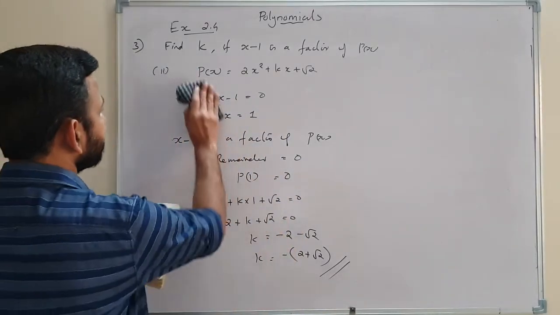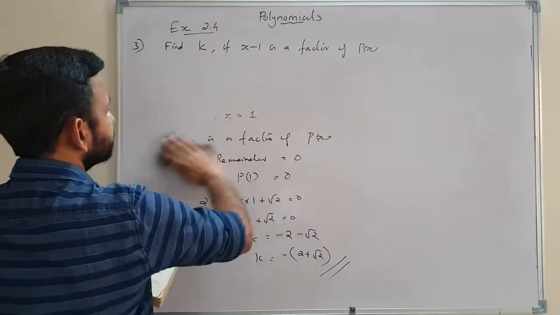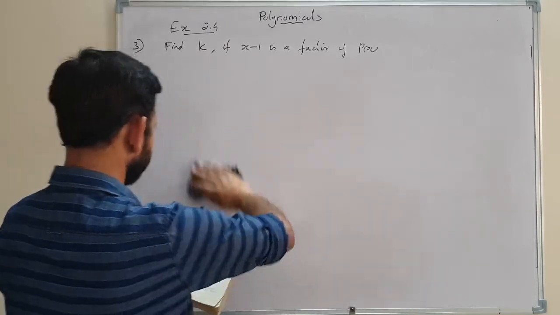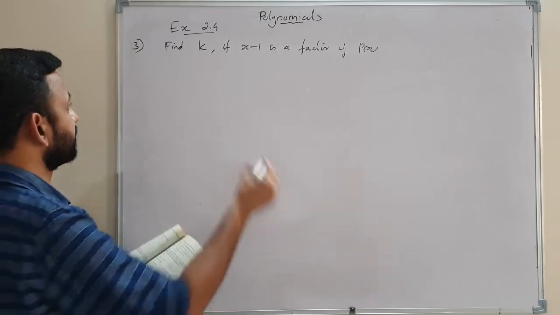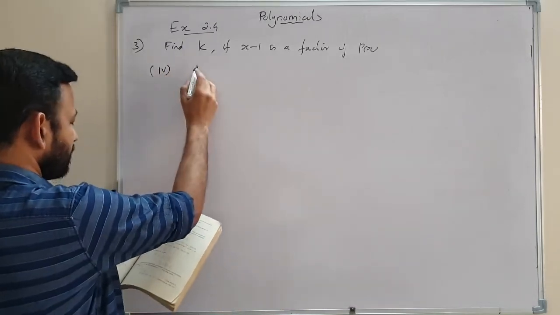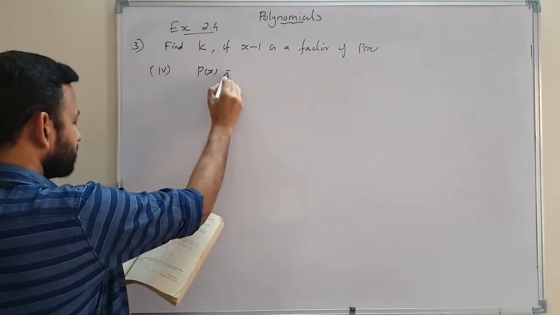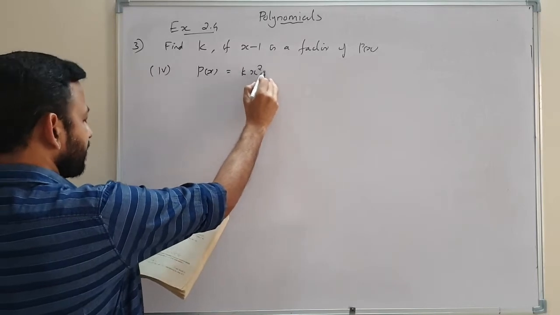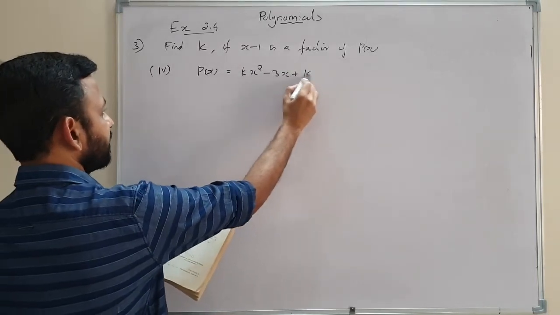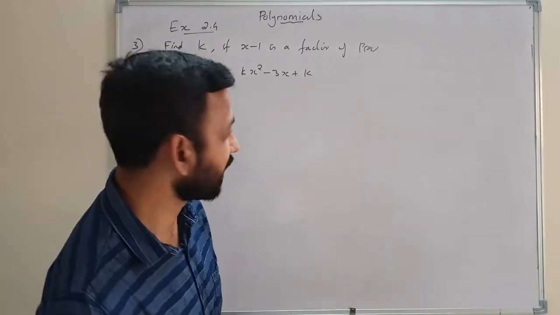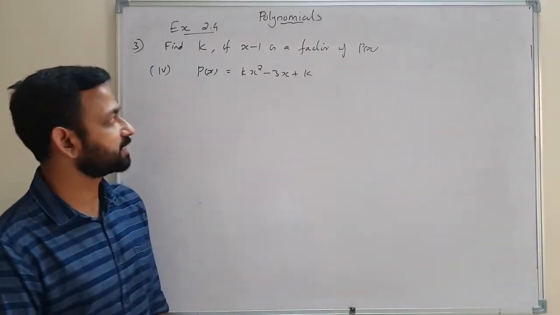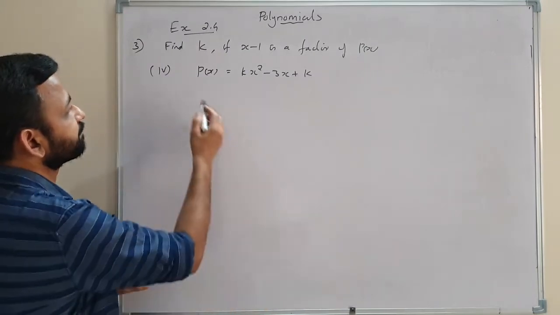Question number 3, now we will do the fourth part. P(x) is equal to kx square minus 3x plus k. We need to find the value of k if x minus 1 is a factor of p(x).